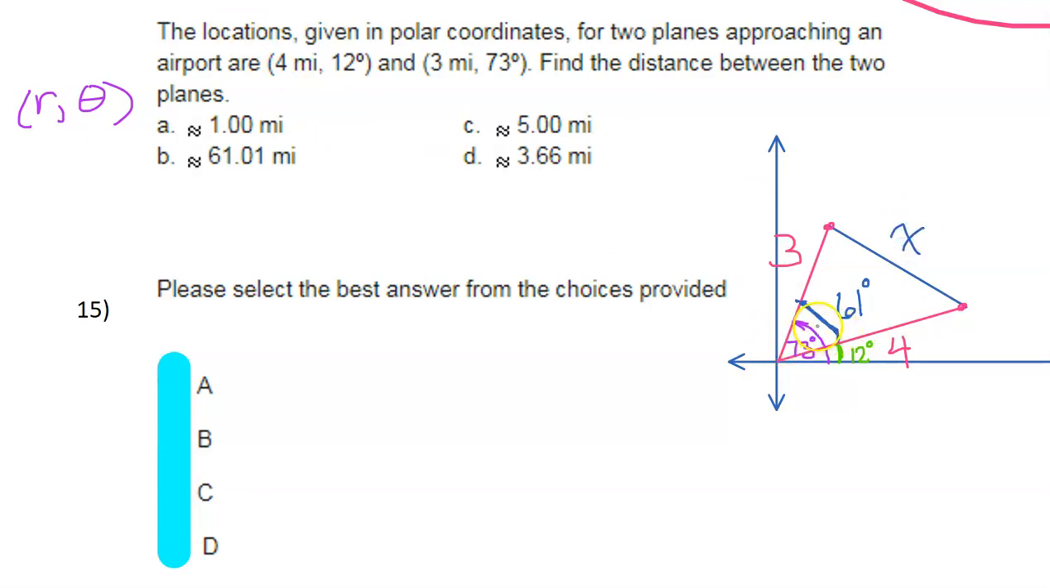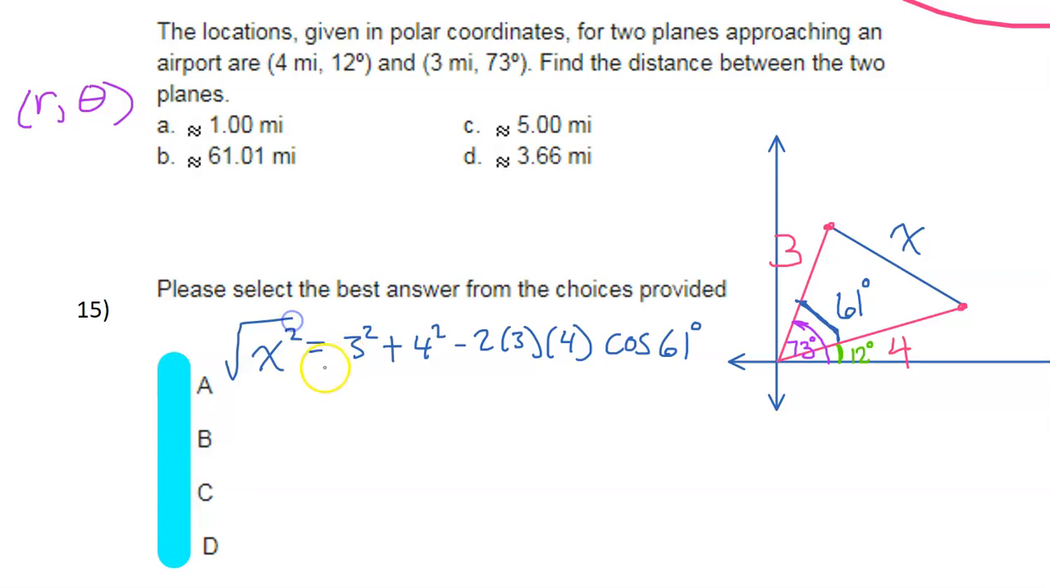So this is the situation. This is a side angle side situation. So we are going to use the law of cosines. And we've learned that we always start with the side across from the angle. And the law of cosines says x squared will equal 3 squared plus 4 squared minus 2 times 3 times 4 cosine of 61 degrees.